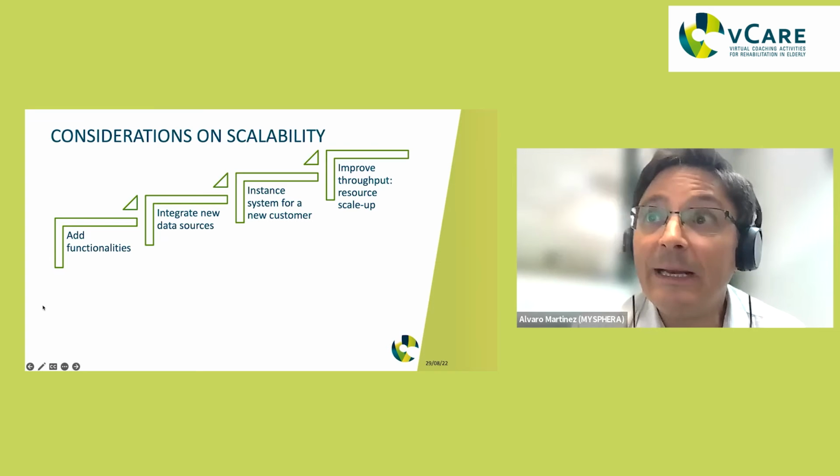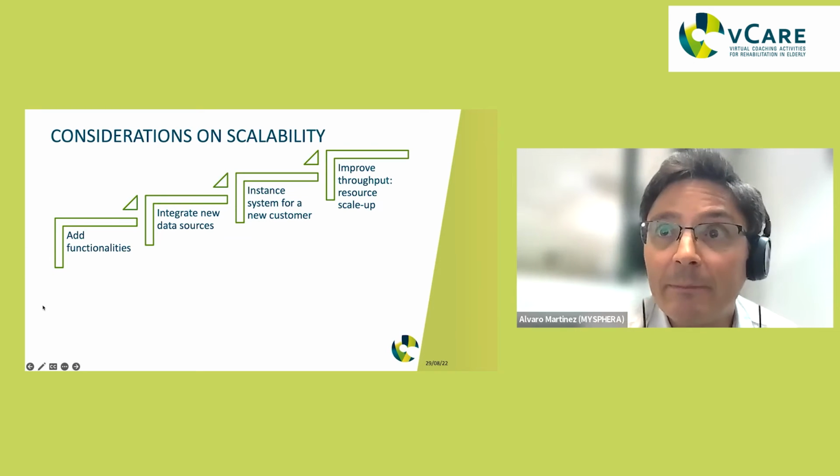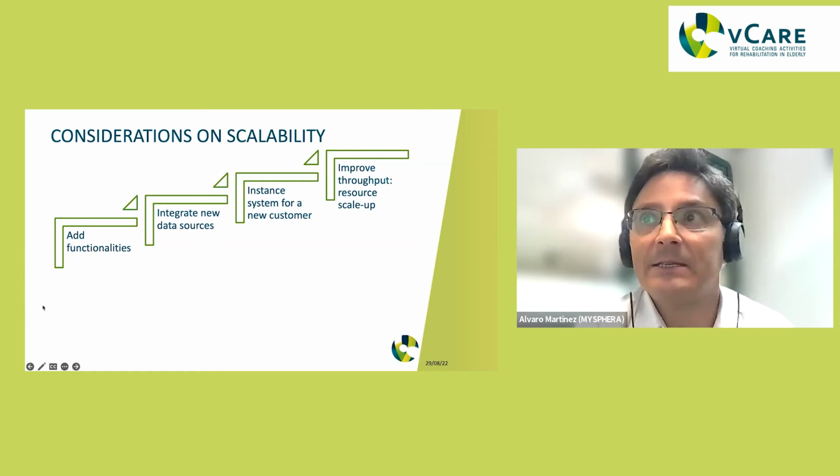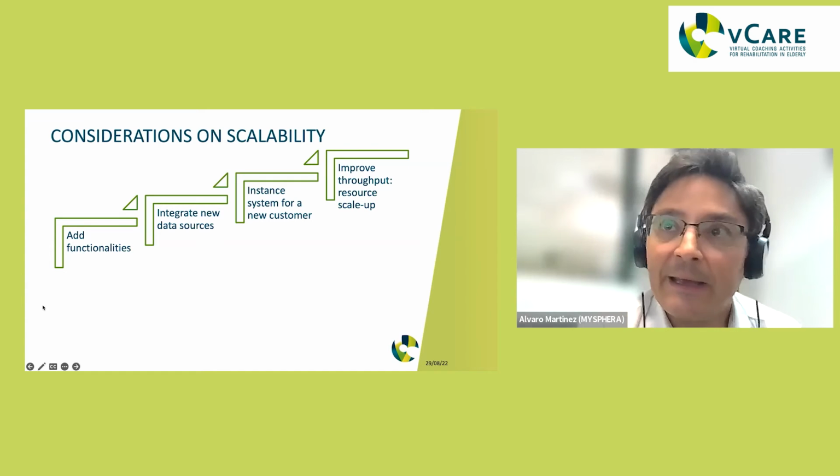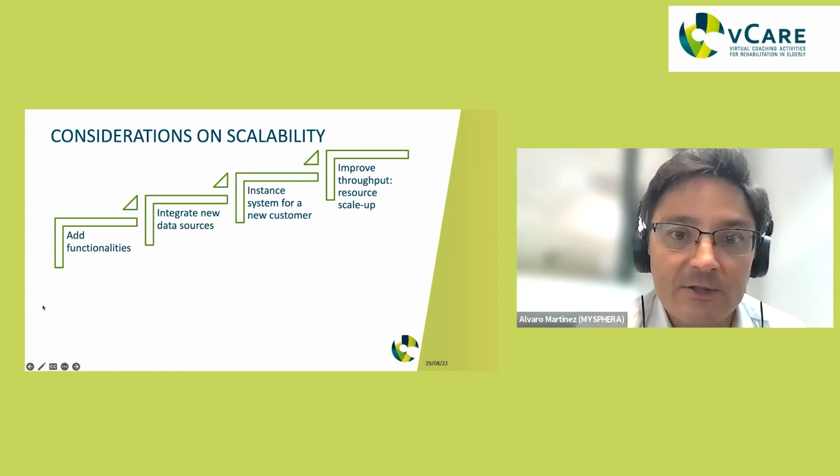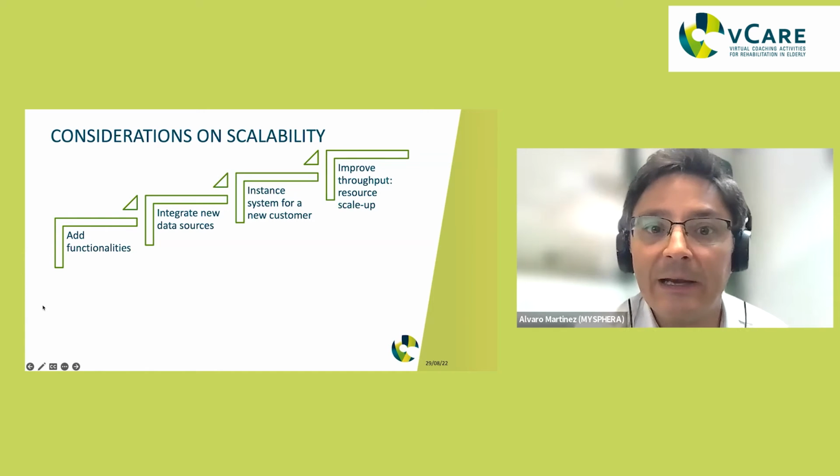Regarding scalability, as we can see in this figure, we can provide 4 levels or 4 different types of scalability and extensibility. The first one, next please, is to add new functionalities to vCare. And by functionality, we mean that we are adding a new service.